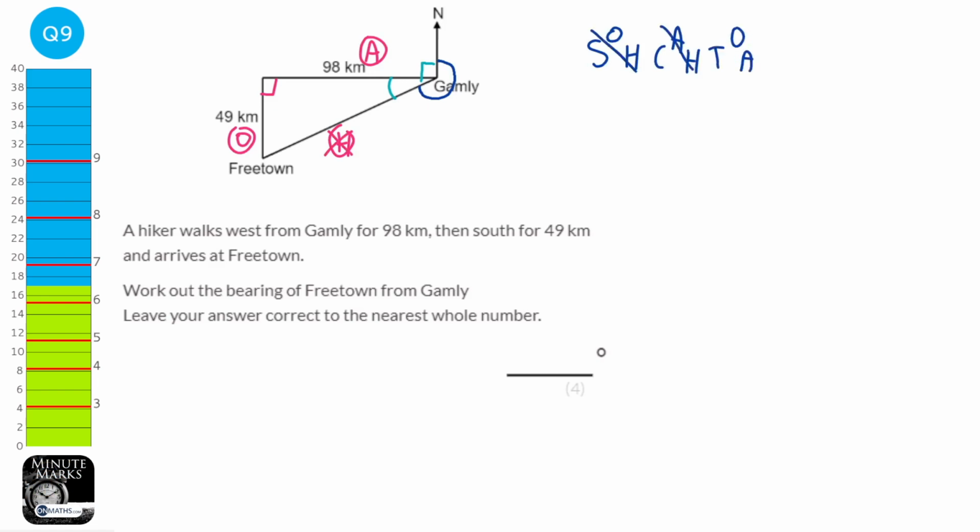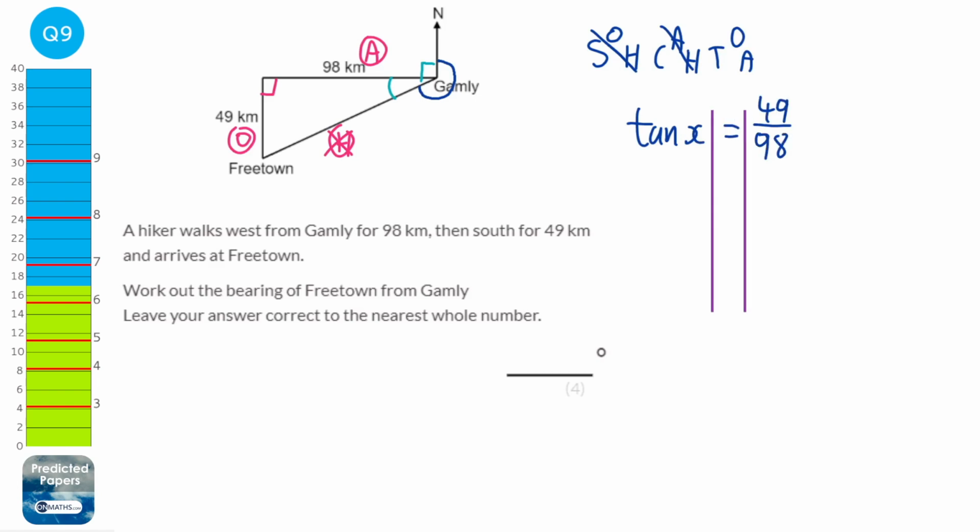And the only one that doesn't have the hypotenuse is TOA. And so we're doing tan x equals the opposite, which is 49 over 98. Get our lines in. And we're going to do the inverse tan to both sides. So we get x equals, and we do inverse tan, which is 26.565, and so on.